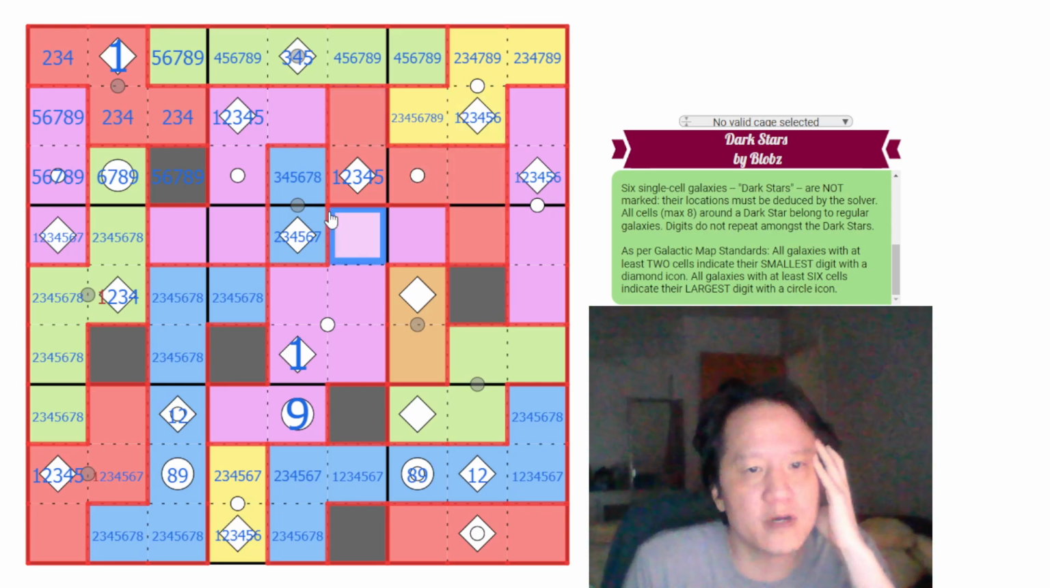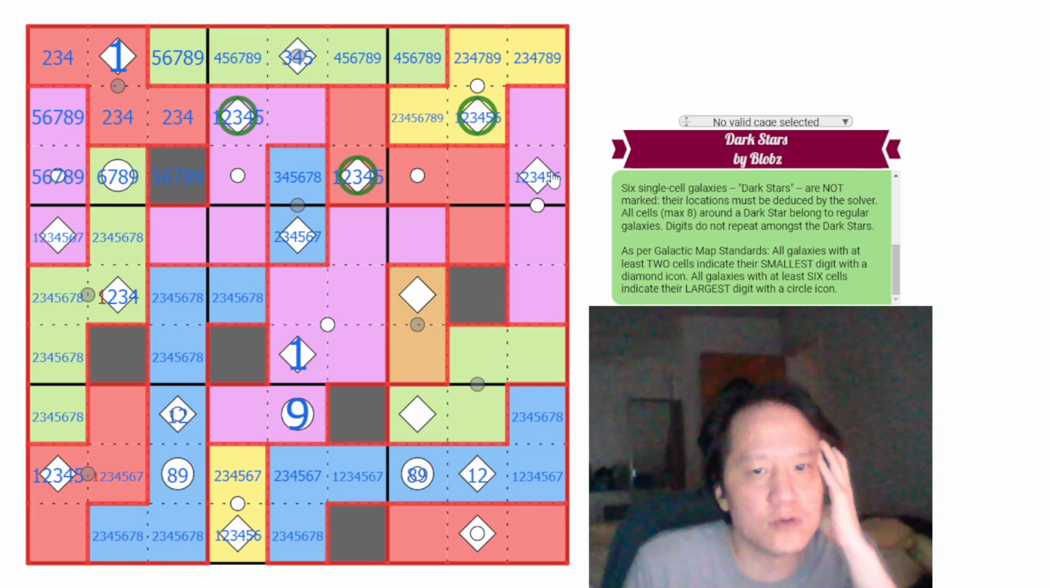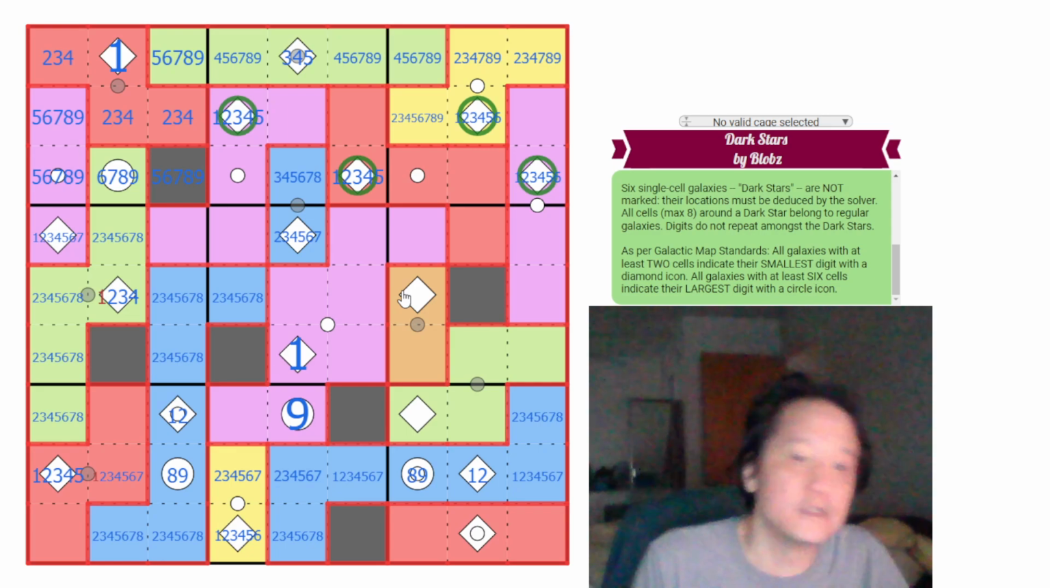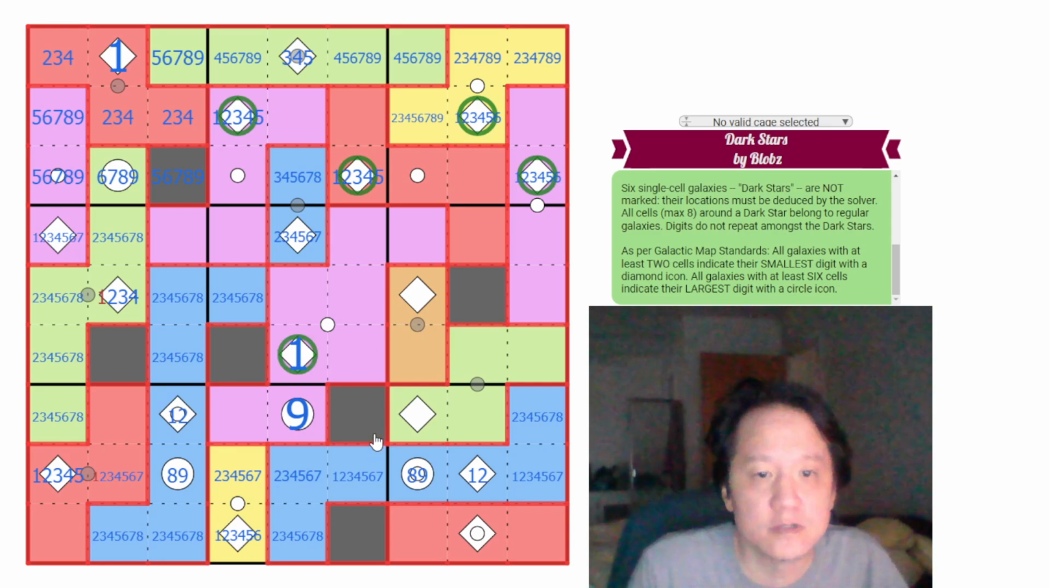Where are the 1 possibilities? Maybe I should have been looking at the 1 possibilities. So these 2 are 1s. These 2 are 1 possibilities. These 2 are 1 possibilities. Dark stars could contain a 1. So this is a 1.